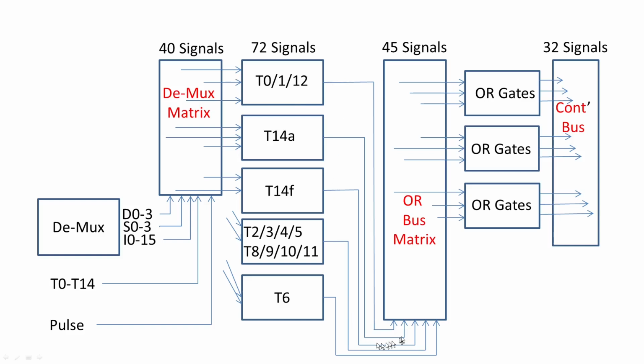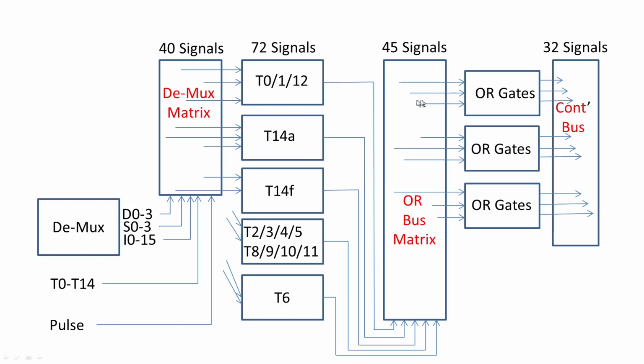So these outputs all feed into the OR bus matrix. Now again, this is just a long bus going up and down, and then you're picking off your signals. So there's 45 signals here to pick off, and you may find a register that T0 turns on, a T14 may turn on as well. So it ORs them together.